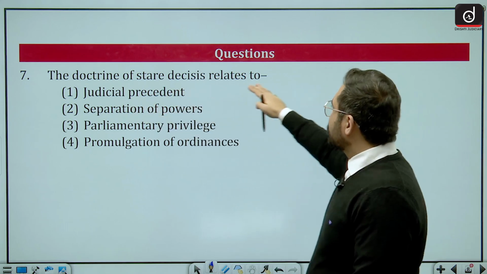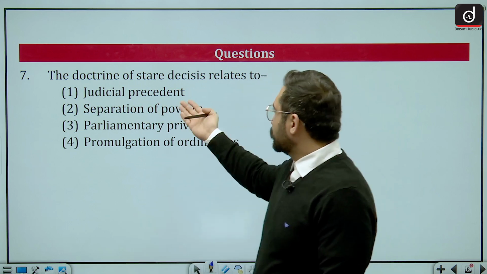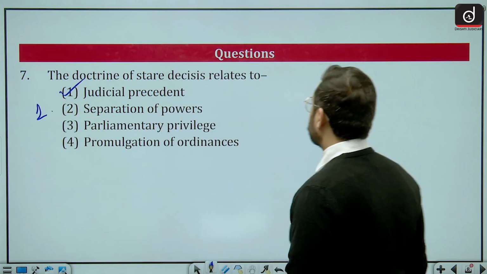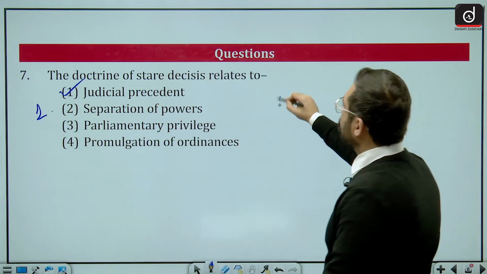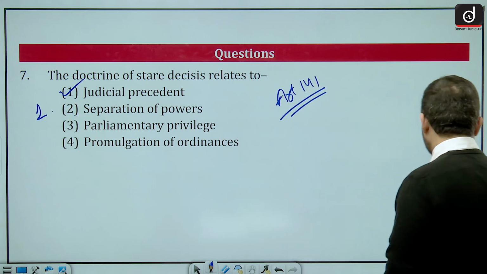The doctrine of stare decisis relates to, stare decisis is that everyone is bound by the judgment of the Supreme Court. It relates to judicial precedent. Stare decisis, Article 141. Article 141 of the Constitution of India.